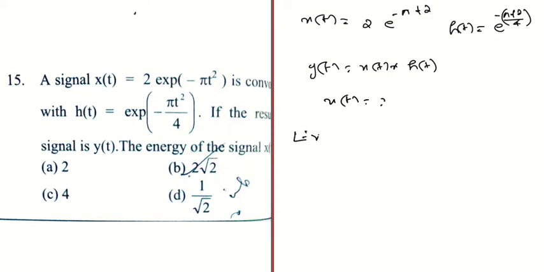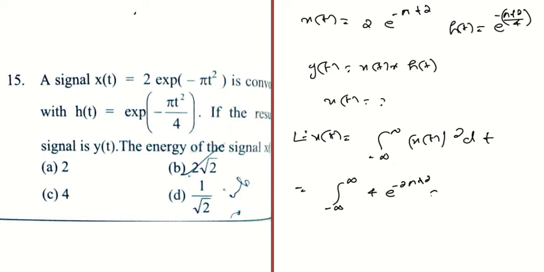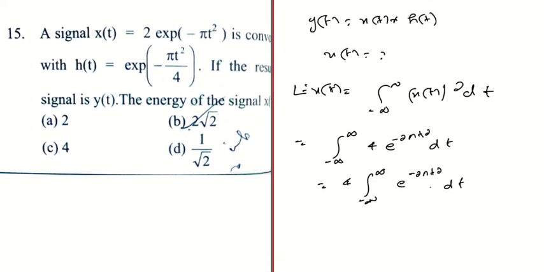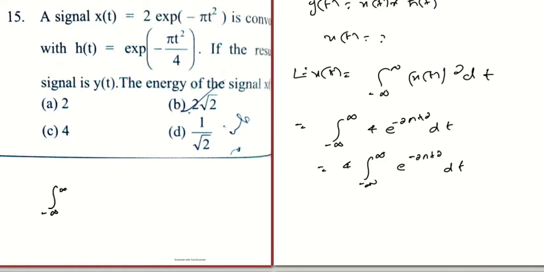Actually, the energy of the signal x of t is asked here, which is equal to integral from minus infinity to infinity of x of t whole square into dt. So it will be the integral of 4 into e raised to minus 2 pi t square dt. It will be equal to 4 into the integral from minus infinity to infinity of e raised to minus 2 pi t square dt. And we know, please study this property, that the integral of e raised to minus pi x square equals 1. So we can make this into that.